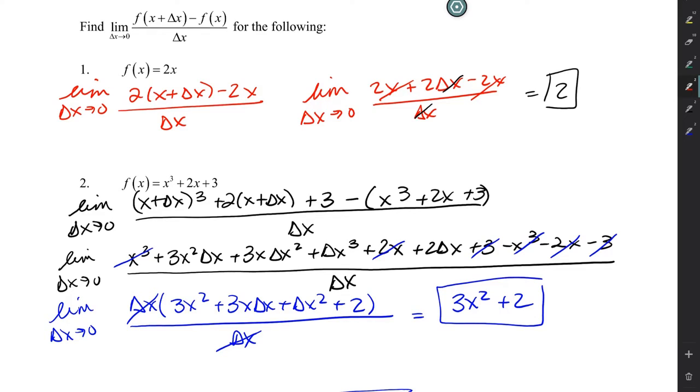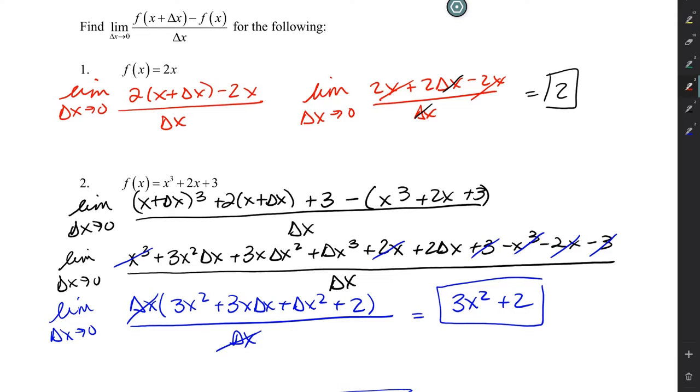For example 2, we have f of x equals x cubed plus 2x plus 3. When I substitute x plus delta x for the x, I get the limit as delta x approaches 0 of x plus delta x cubed plus 2 times x plus delta x plus 3 minus the quantity x cubed plus 2x plus 3. When I expand using Pascal's triangle, I get x cubed plus 3x squared delta x plus 3x delta x squared plus delta x cubed.